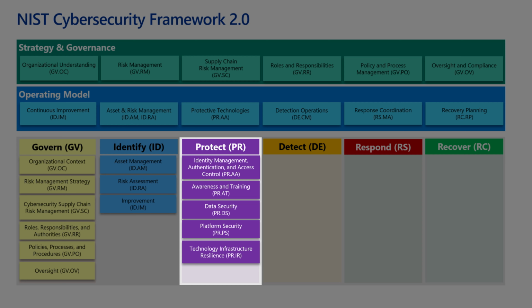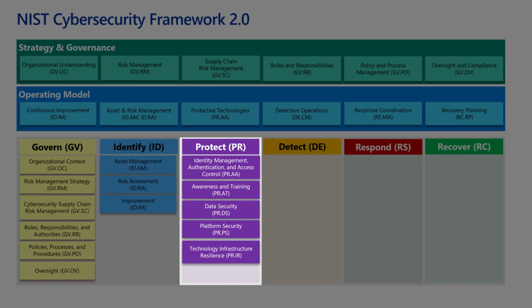The Awareness and Training, PR.AT element, is about equipping all personnel with the knowledge and skills needed to identify and respond to cybersecurity threats. Through regular training sessions, we foster a culture of security awareness that helps prevent human errors and increases the organization's overall security posture.